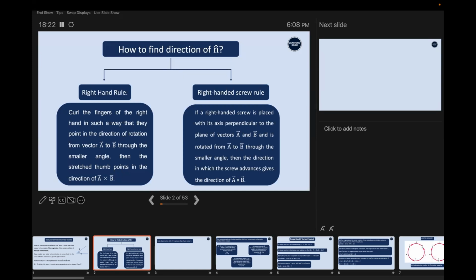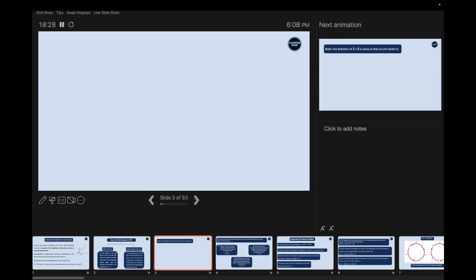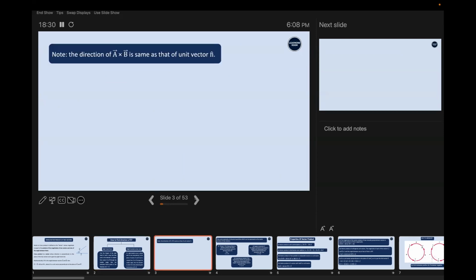There we go. Shall we proceed to the next part? The point that we are supposed to note is that the direction of A vector cross B vector is the same as the direction that you get by finding the direction of n cap. Whatever the direction of n cap, whether you use the right-hand thumb rule or the right-handed screw rule, that n cap gives you the direction of A cross B. Is the point clear?